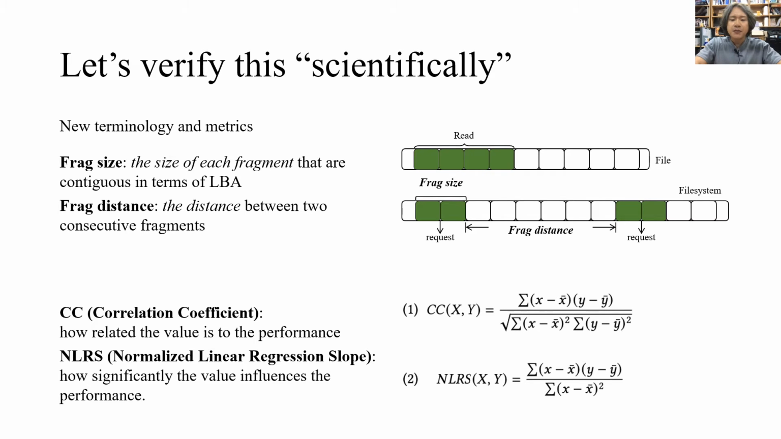To verify request splitting is the main problem, we perform some experiments. Here we utilize new terminology, frag size and frag distance. Frag size denotes the size of each fragment, and frag distance means the distance between two fragments. We also utilize a statistical methodology here. Correlation coefficient means how related the value is to the performance, and linear regression slope shows how significantly the value influences the performance. It means that higher CC and NLRS means the value is critical to the performance.